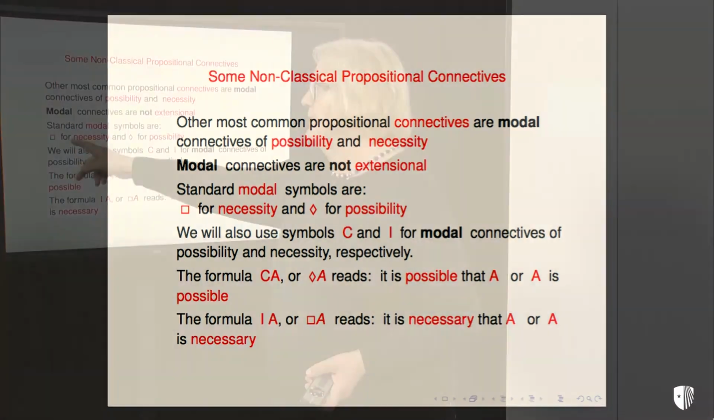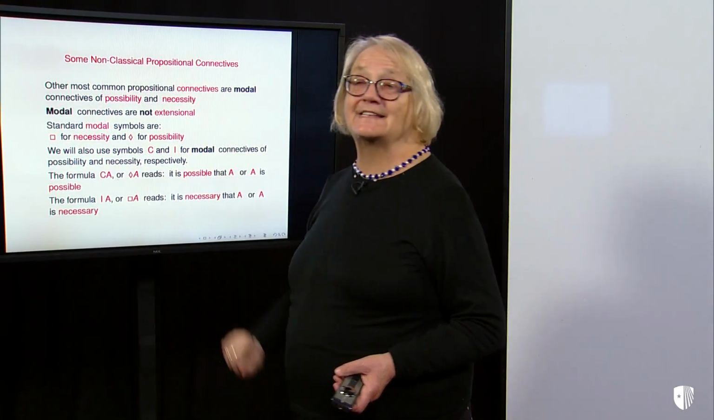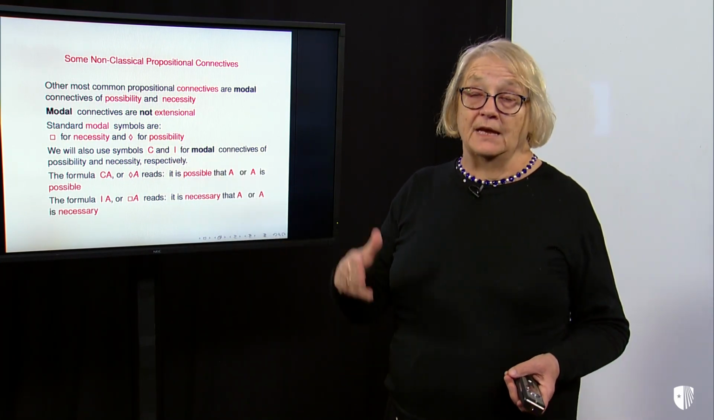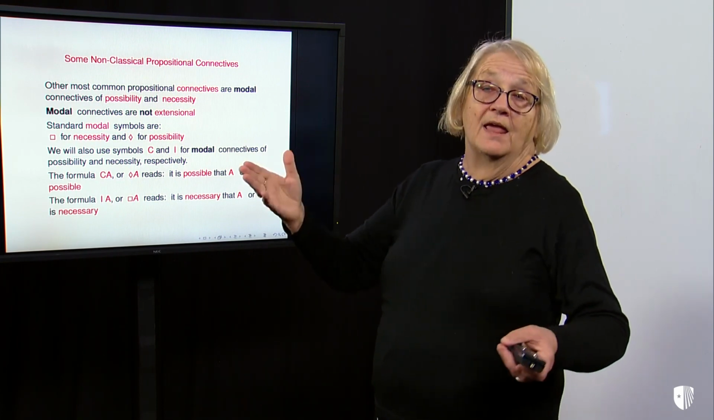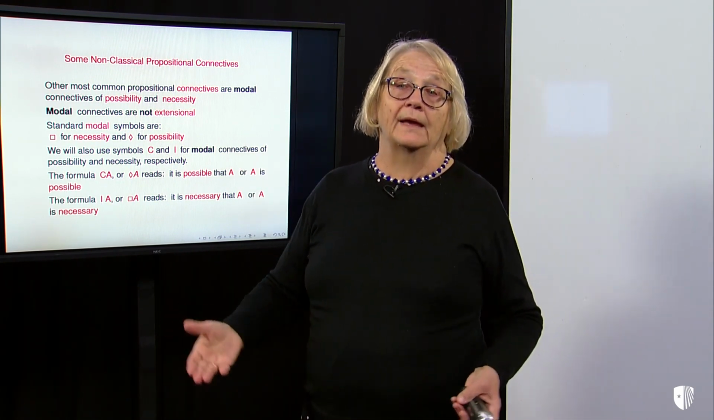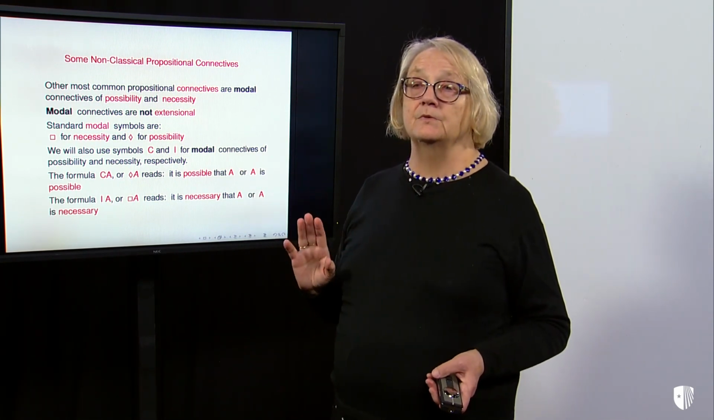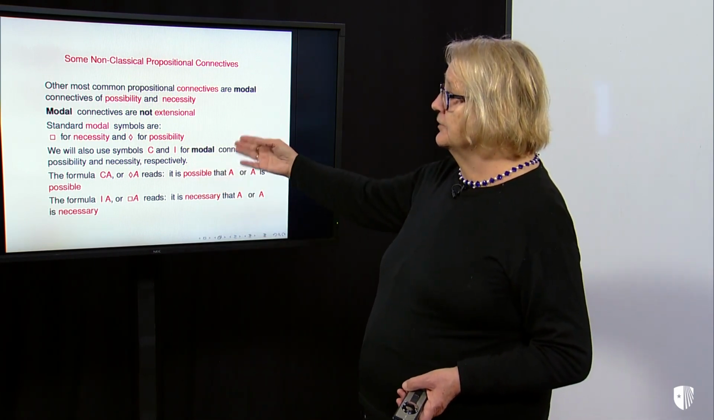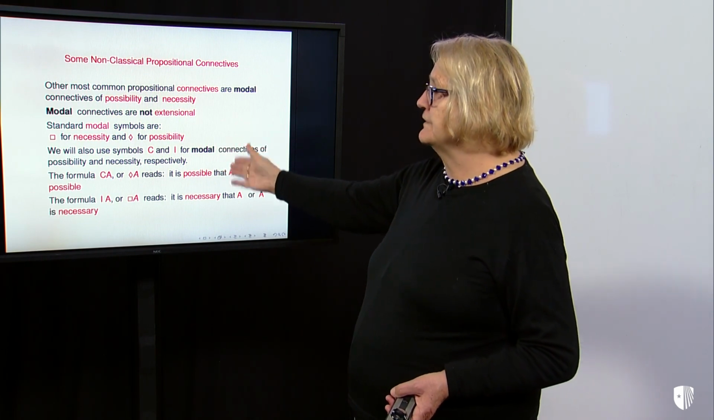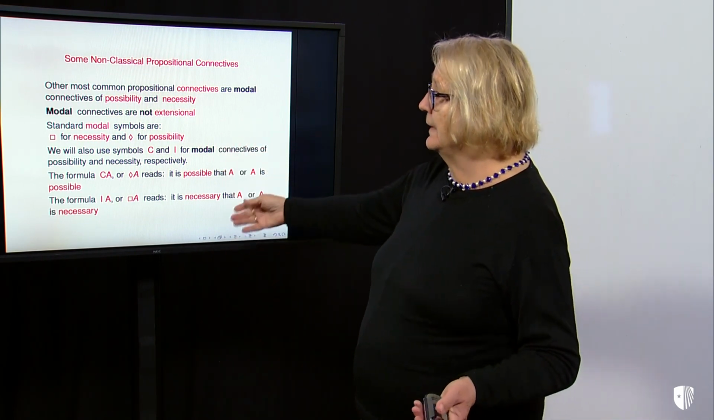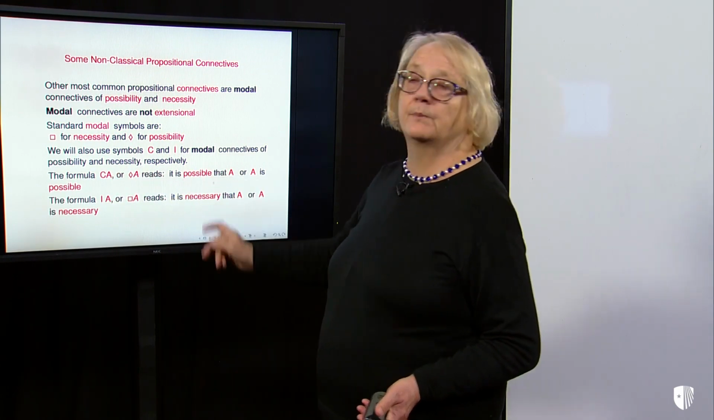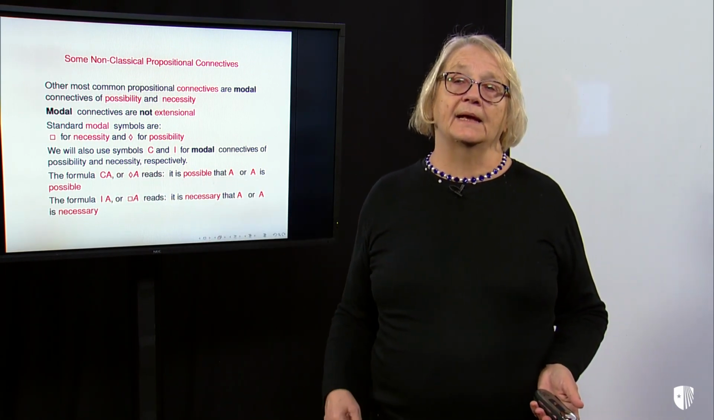For example, the standard symbol is a box for necessity and a diamond for possibility. We say box A, we say possible A. Also, we use other symbols, C and I, for modal connectives. For a reason I will explain later, you read them in exactly the same way. This is C, you read it as possible that A.